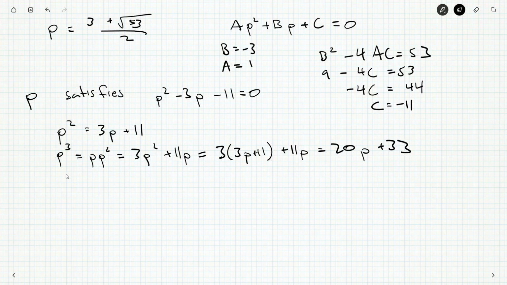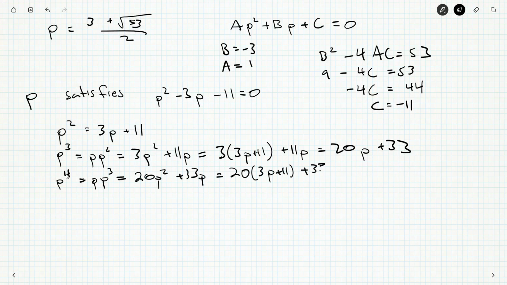And we can do the same thing with P to the 4. P squared and P to the 4 are in my polynomial, so maybe there's a pattern here I can notice. P to the 4 is P times P cubed, so that's going to be 20P squared plus 33P. So that's 20 times 3P plus 11, plus 33P. So that's 60, so that's going to be 93P plus 20 times 11 is 220. So we go 3 to 20 to 93.